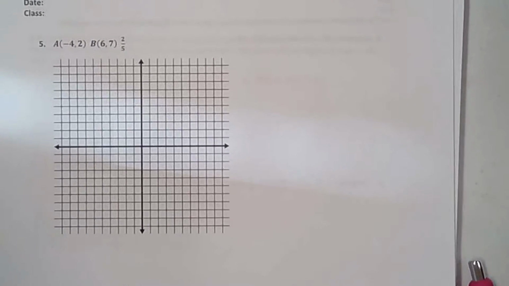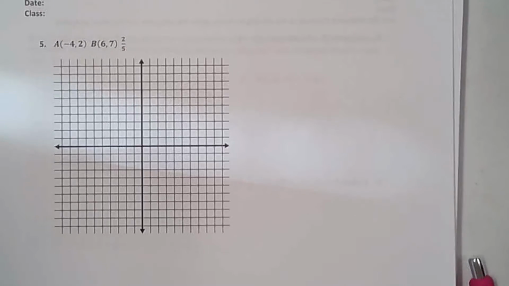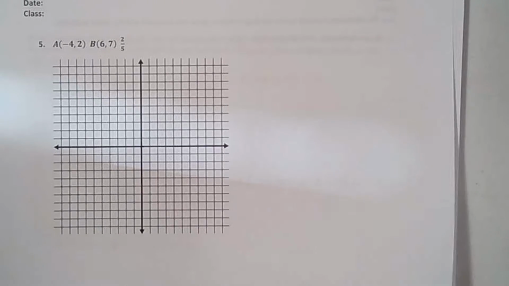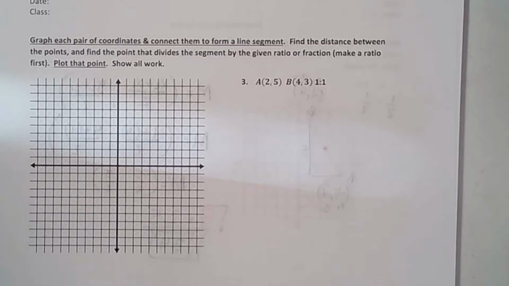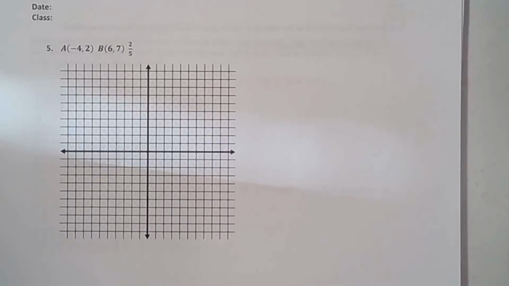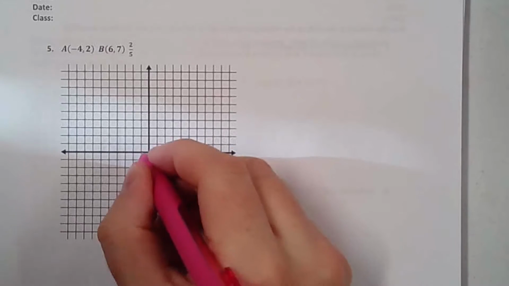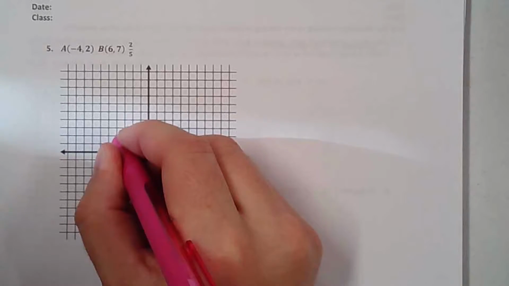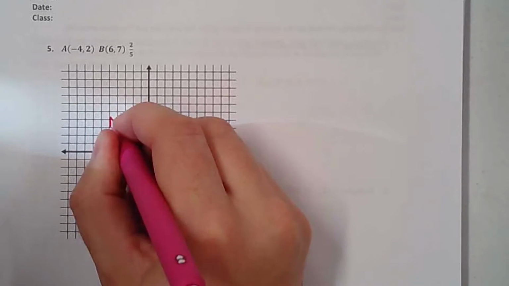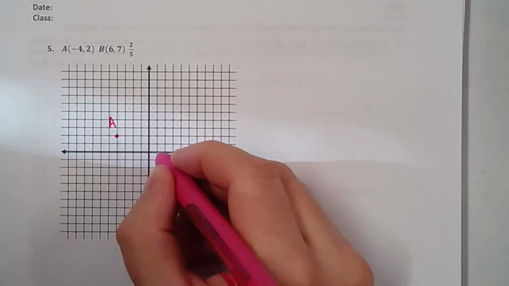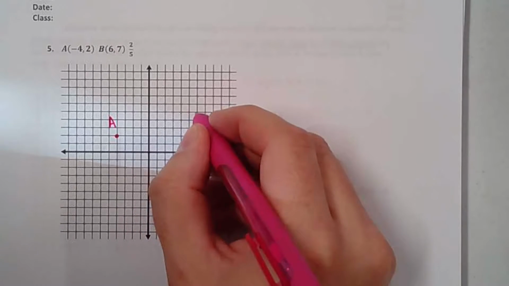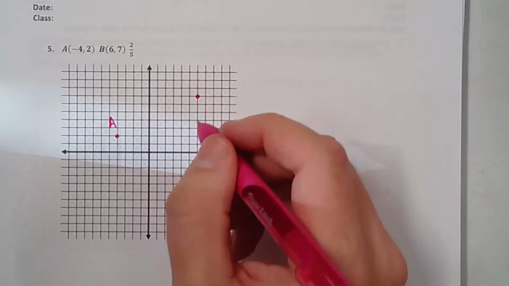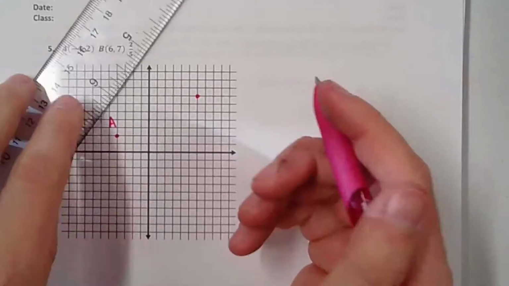Number 5, everybody, on page 3. So the directions from the previous page say graph each pair of coordinates and connect them to form a line segment. So you better do that. So A and B, A is -4, 2. 1, 2, 3, 4, up 2. That's A. And then B is 6, 7. 1, 2, 3, 4, 5, 6. 1, 2, 3, 4, 5, 6, 7. And then we connect them to form a line segment.